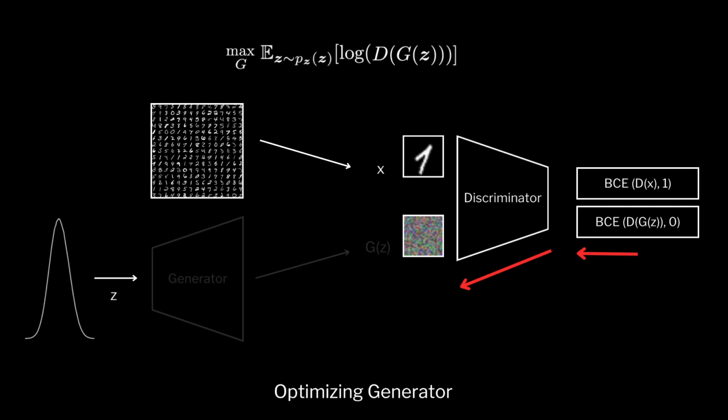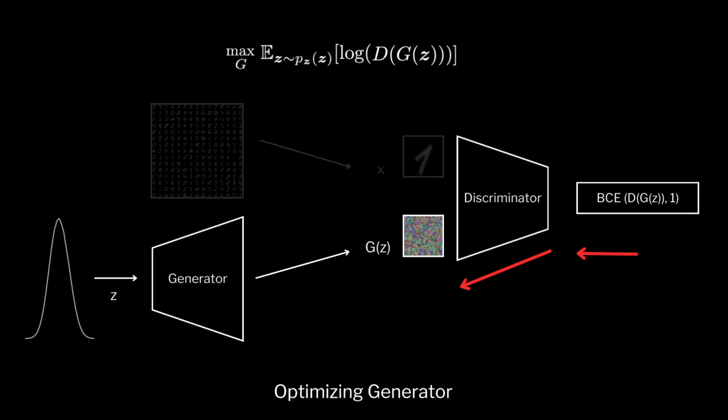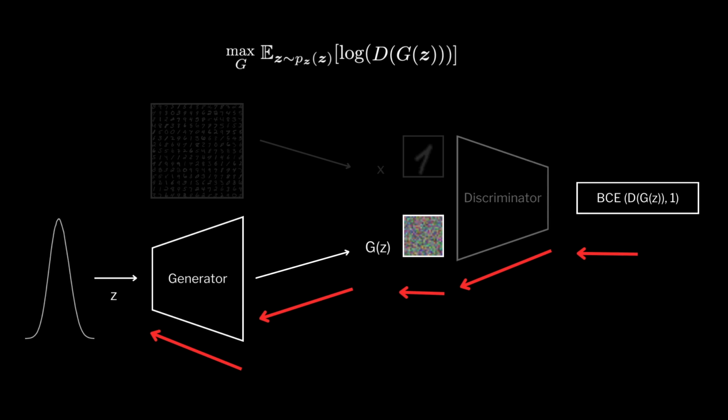For the generator, the dataset is not in the picture, and all we do is take a generated sample, feed it to the discriminator, and this time have the loss as this, like we saw: cross entropy between the generated image and a real label. We backprop all the way down to the generator, but we only update the generator, and the discriminator parameters remain as they are.